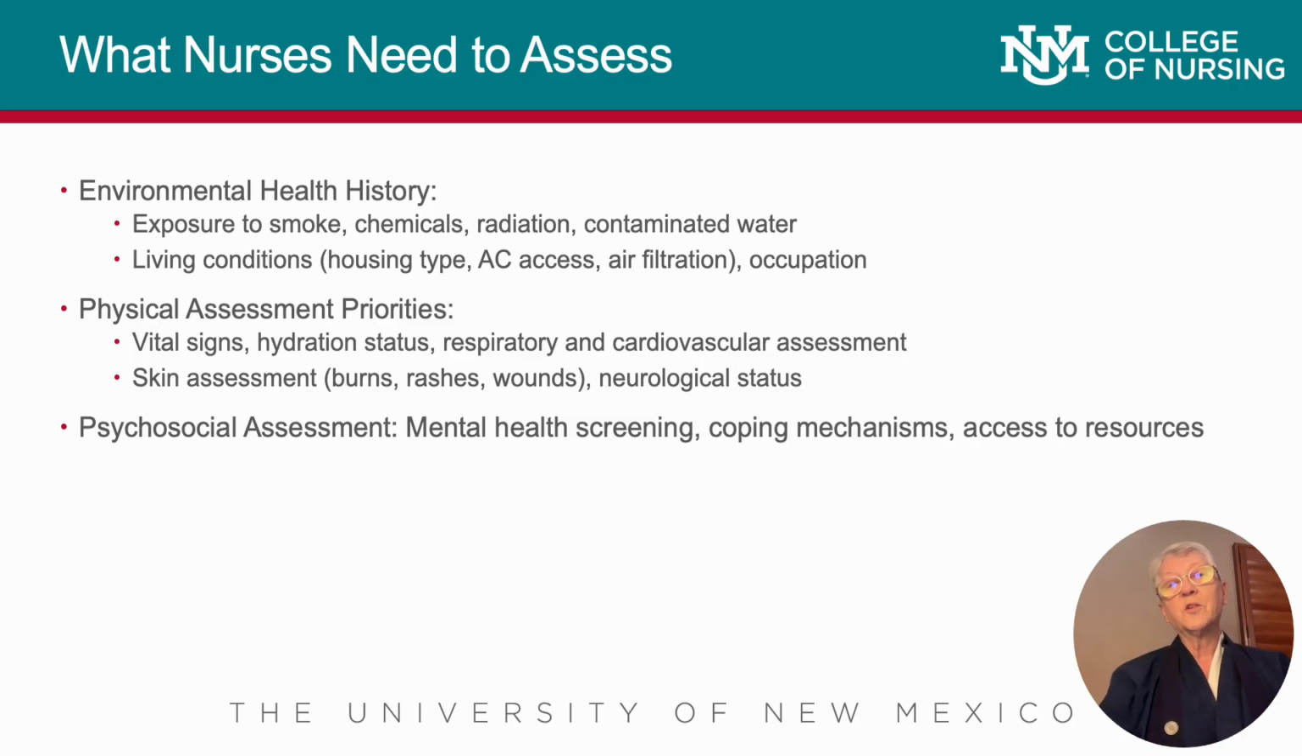And neurological status is critical. Altered mental status or confusion can indicate heat stroke or dehydration and other serious conditions. Don't forget psychological assessment. Screen for mental health issues such as anxiety, depression, PTSD symptoms. Assess coping mechanisms and support systems. Who do they have to help them? Evaluate access to resources like food, water, shelter, and medication.